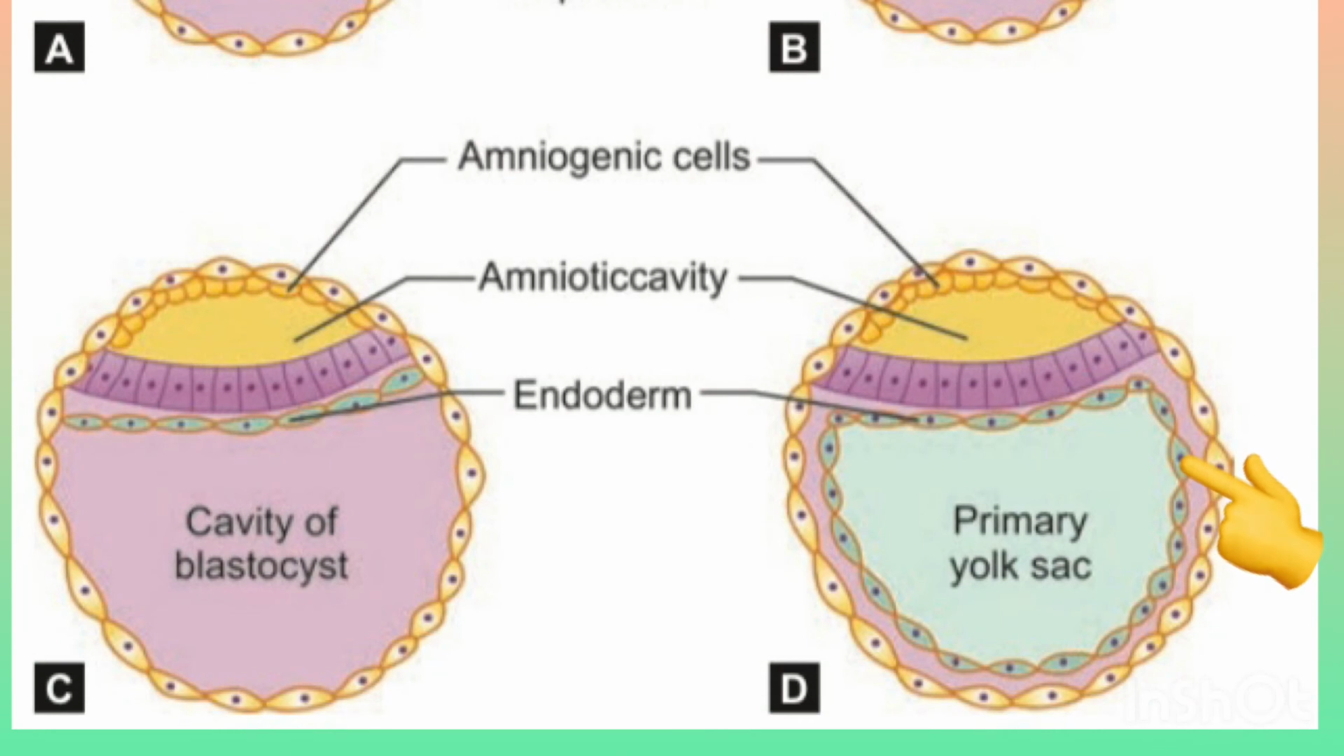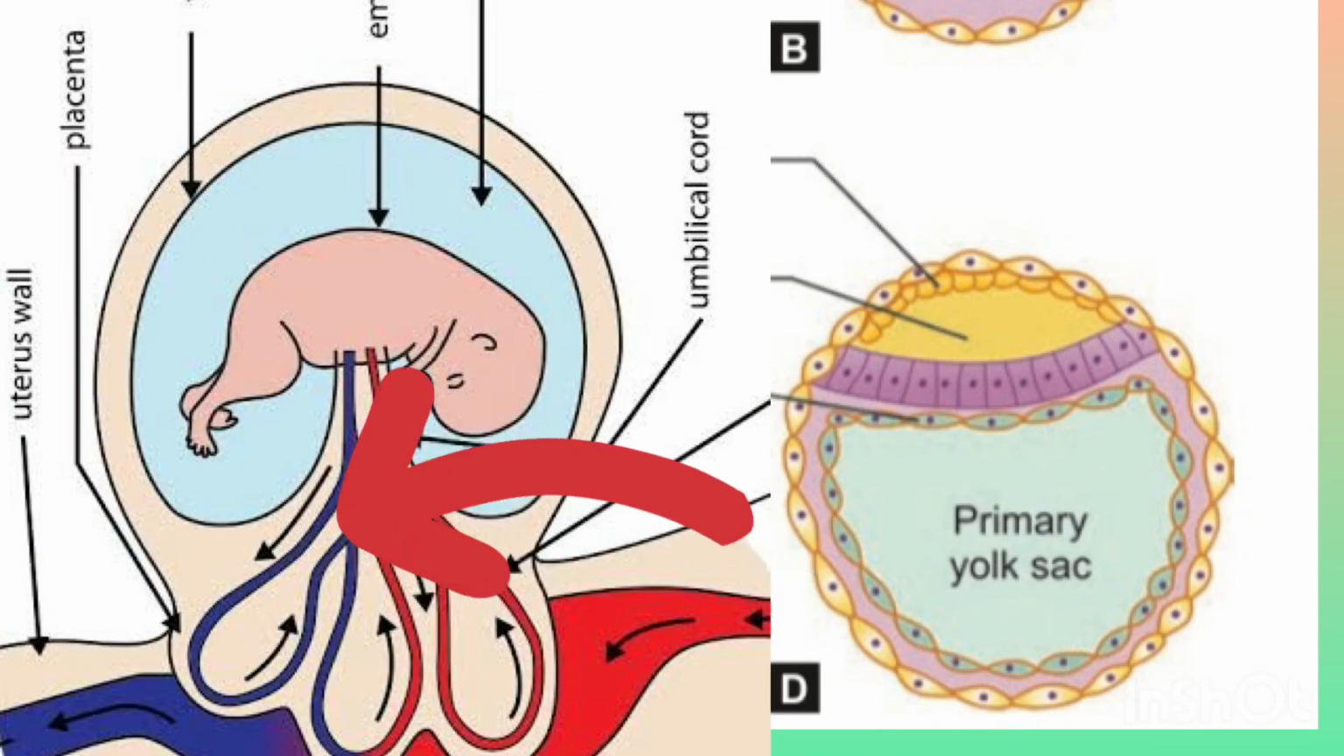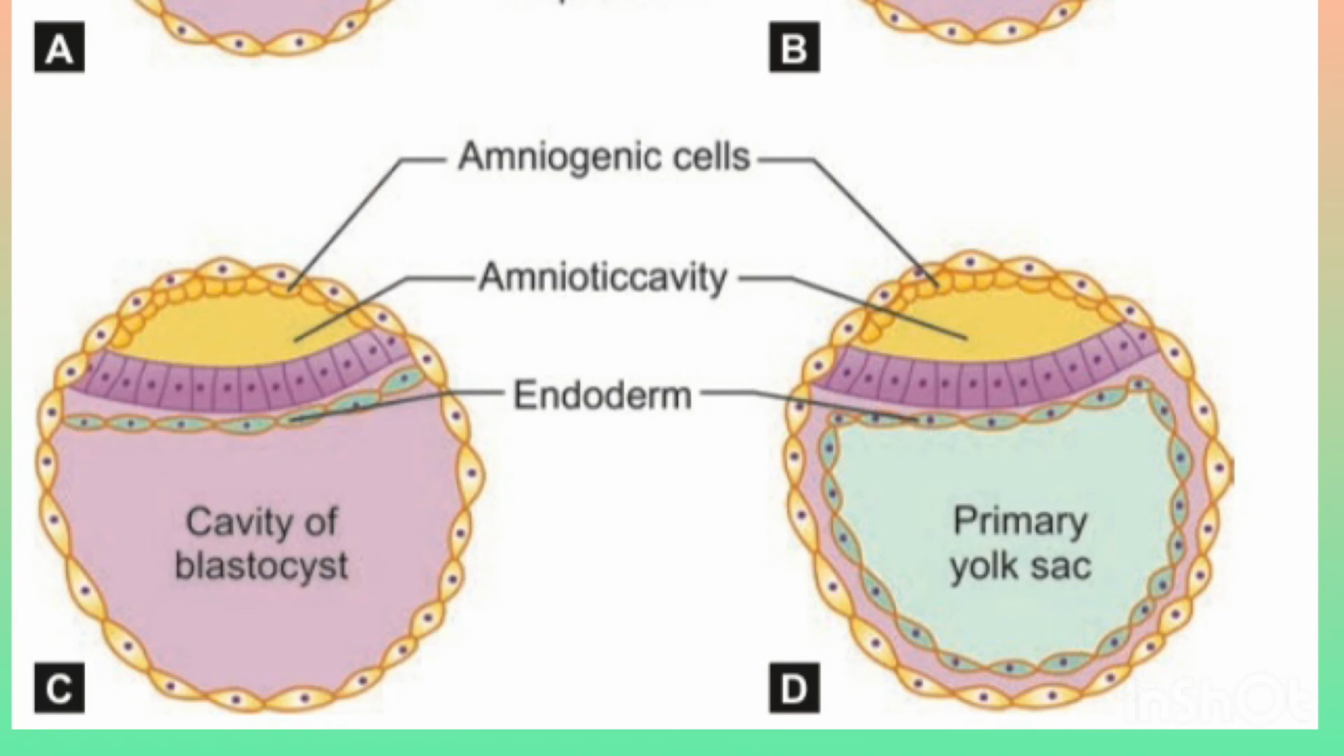The endodermal cells now spread and line the inside of the blastocystic cavity. This lining of flattened cells is called as Heuser's membrane, and this forms the primary yolk sac. The future placenta is going to take the place of the primary yolk sac, and primary yolk sac will be providing nourishment to the forming embryo till the formation of the placenta.